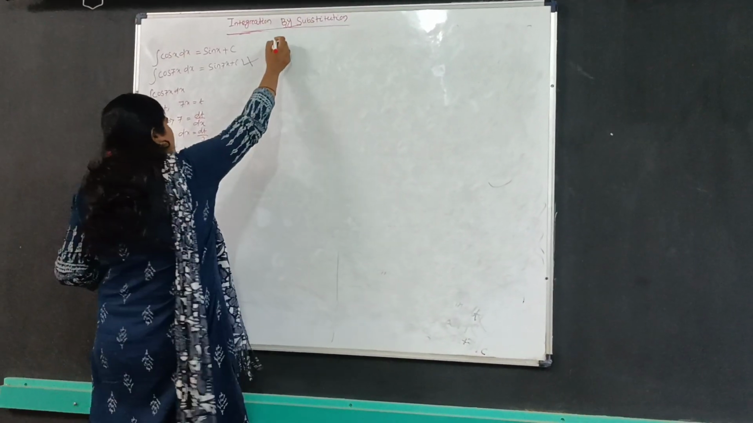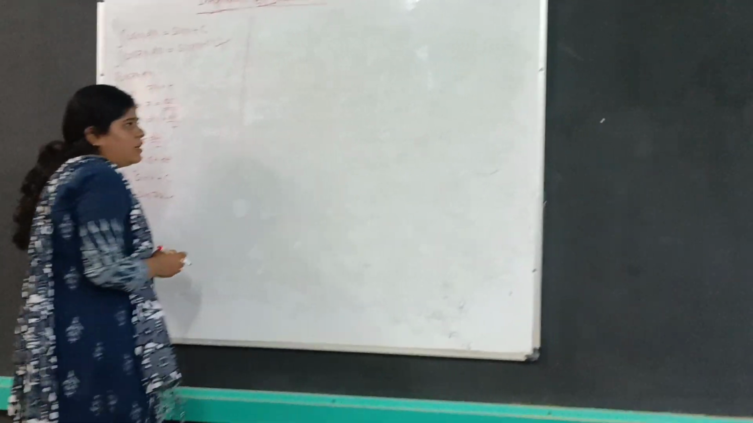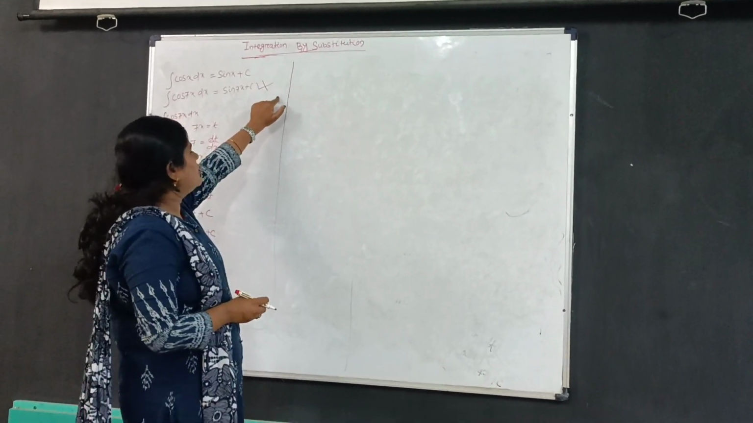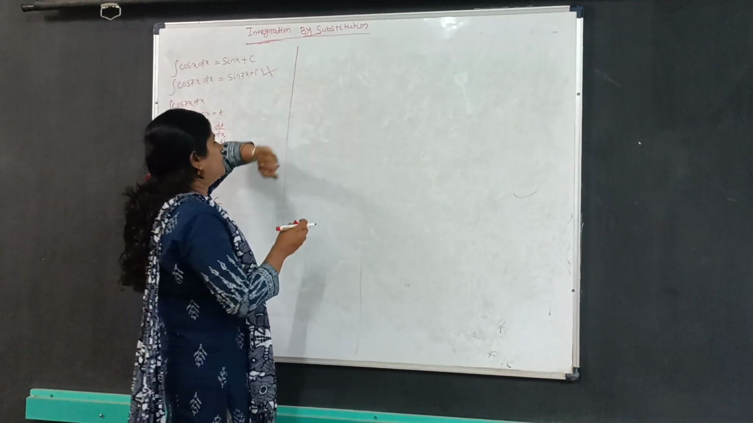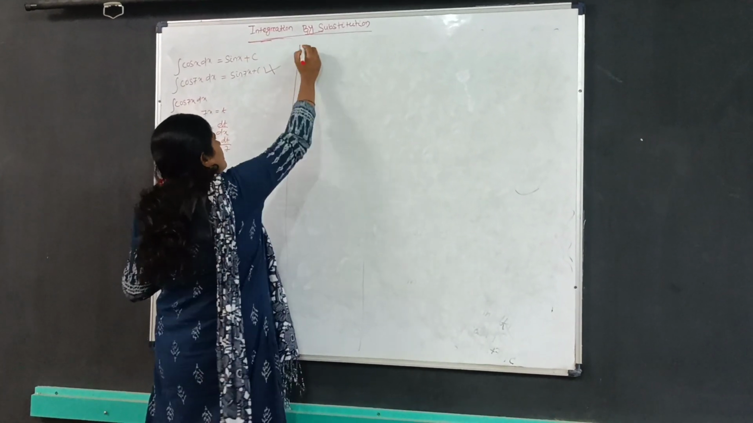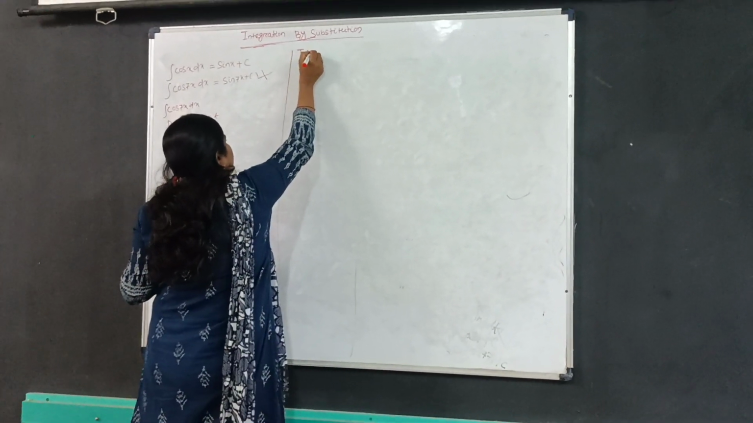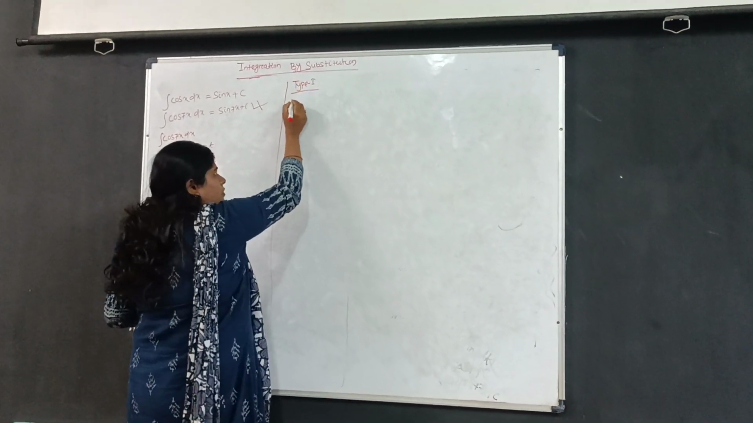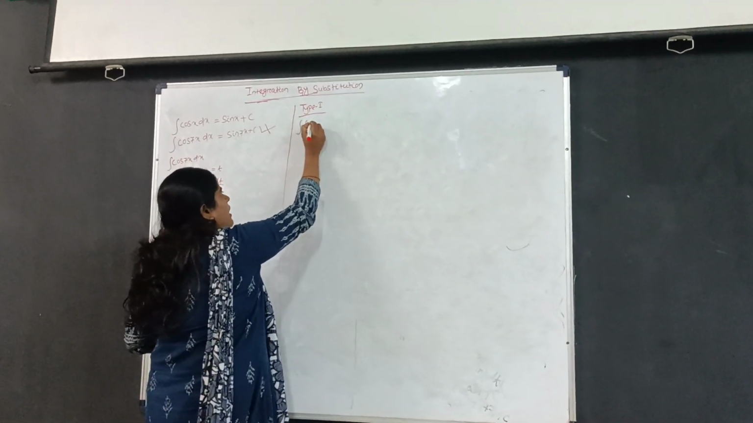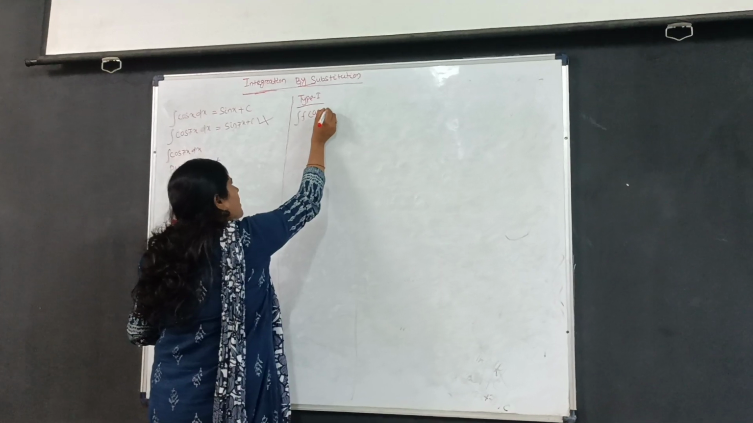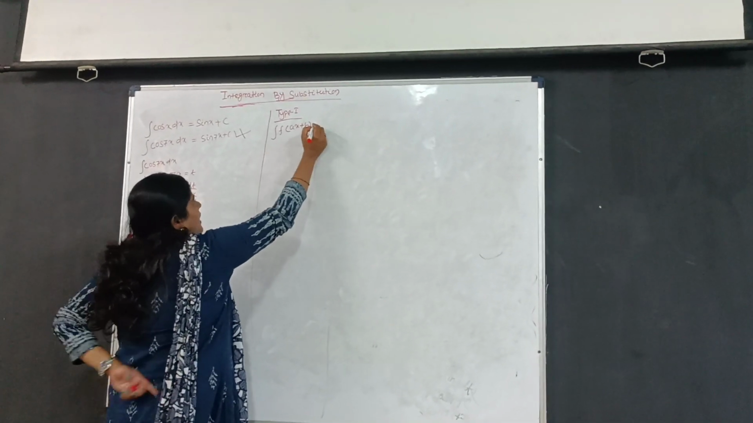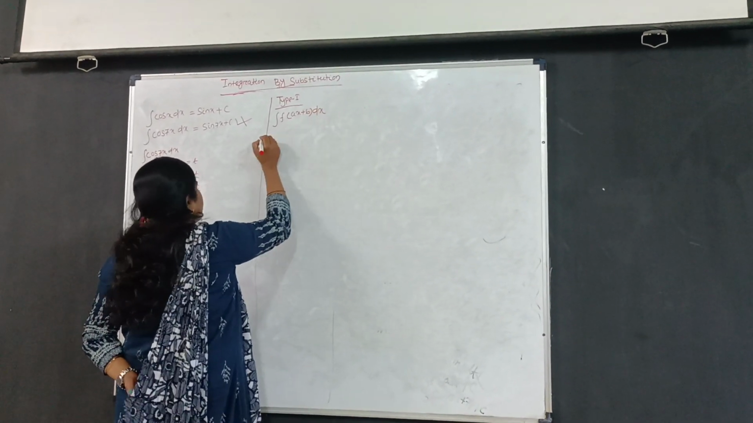Then there are different types. In this lecture we will discuss 4 types. The first type is type 1. Type 1 is of the form integration of f of ax plus b into dx.